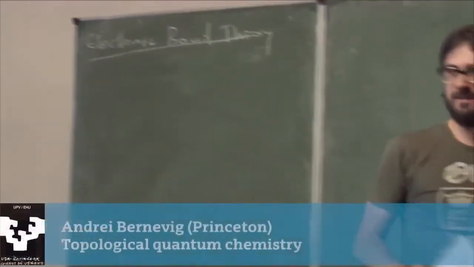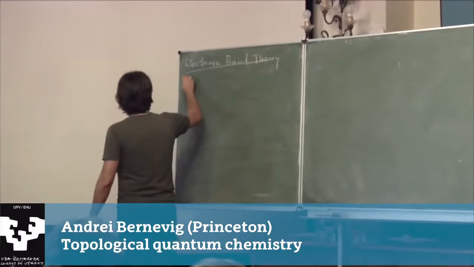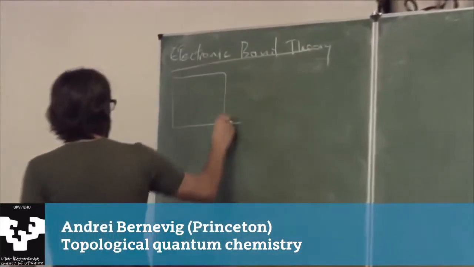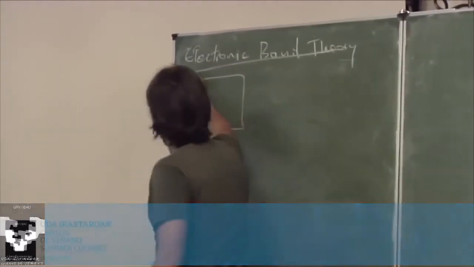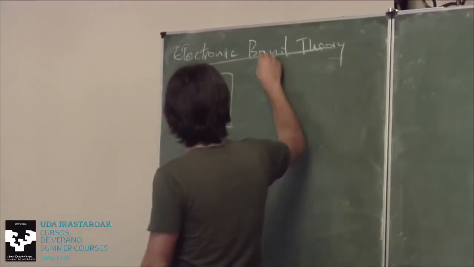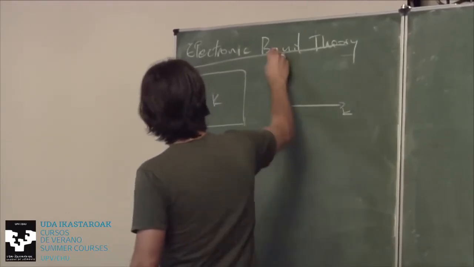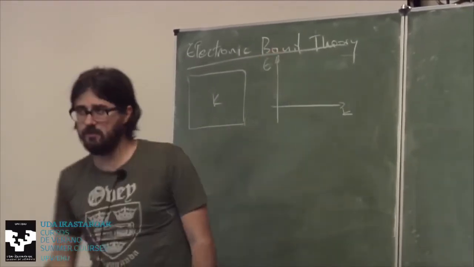When we have a lattice and we have a periodic arrangement of atoms, what physicists like to do is immediately draw a Brillouin zone, like everybody does, and plot the band structures or the energy bands versus some momentum in this Brillouin zone. So that's what we usually do.